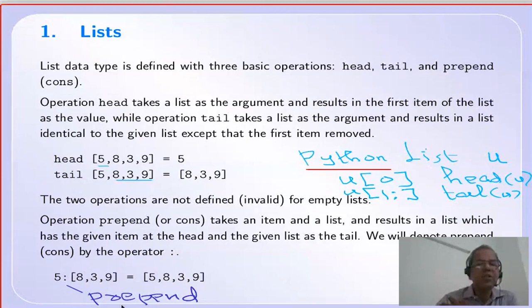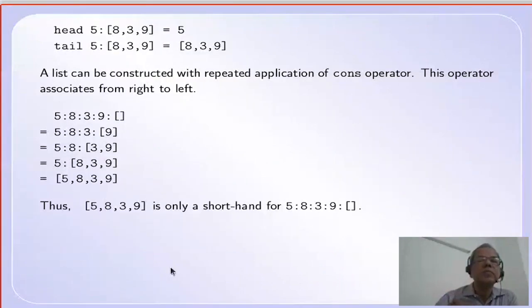The word prepend is something like append. Appending an element means adding it to the end of the list. Prepending an element means adding it to the front, at the start of the list. Okay. So suppose we have something like this. I am using colon as a prepend operator. It is not available in the Python programming language, just for our convenience. So 5 prepend, 8 prepend, 3 prepend, 9 prepend, empty list.